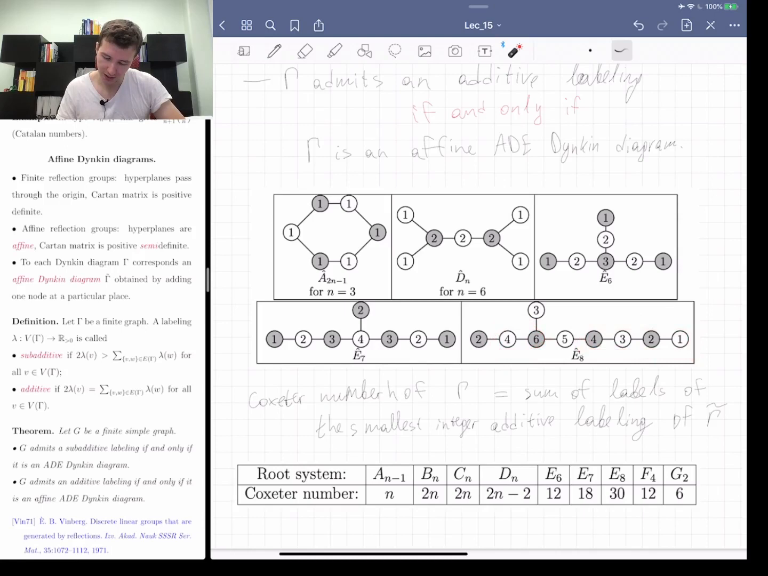So if you ever forget the Coxeter number of E7, you can reconstruct it by finding the unique smallest integer labeling, in which the extra node has label 1 in all these cases. The extra node is here, which is another way to remember where the extra node is. For E8, the extra node is always labeled by 1. And that's actually an if and only if. You can remove any node labeled 1 from any of these Dynkin diagrams, and you're going to get the corresponding finite type Dynkin diagram.